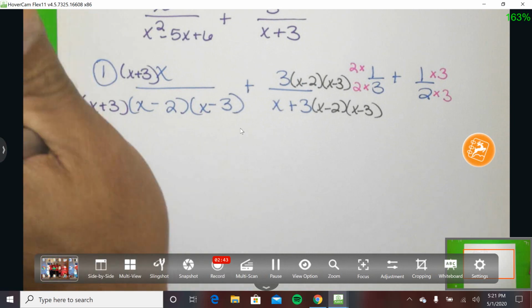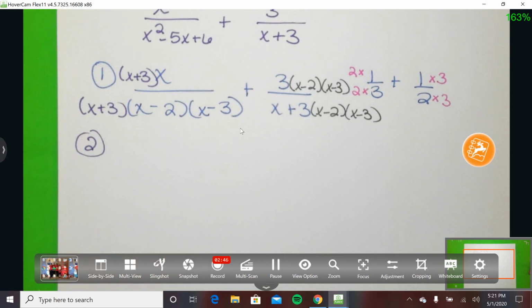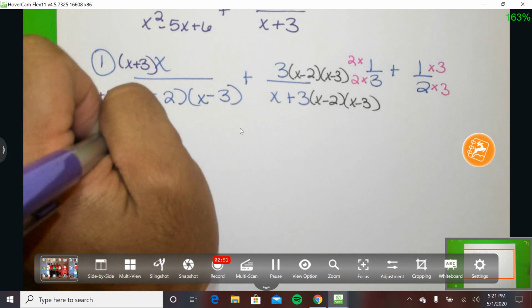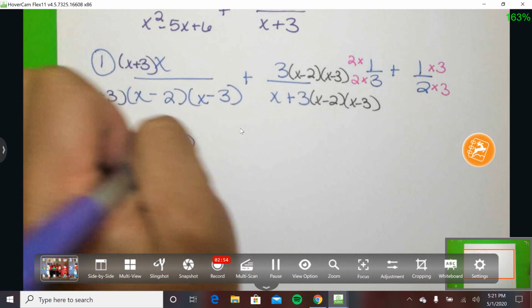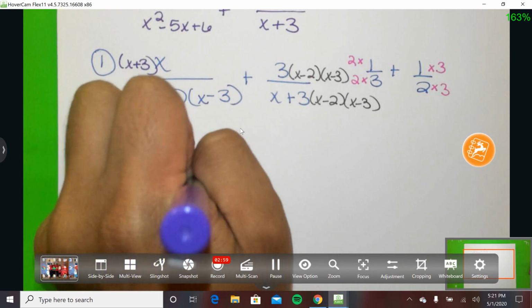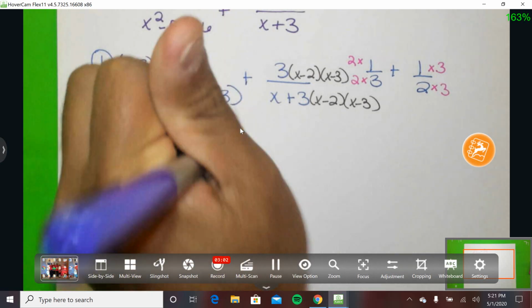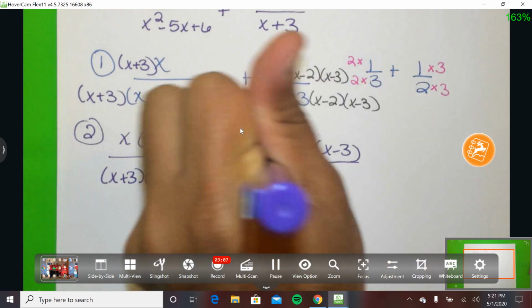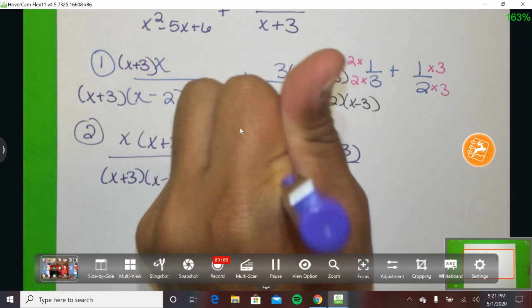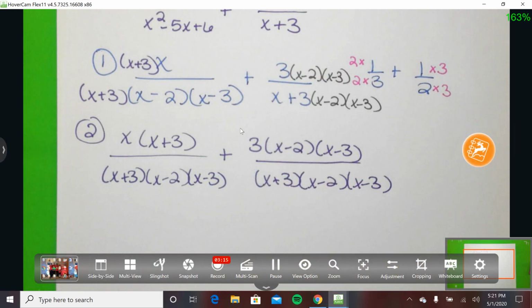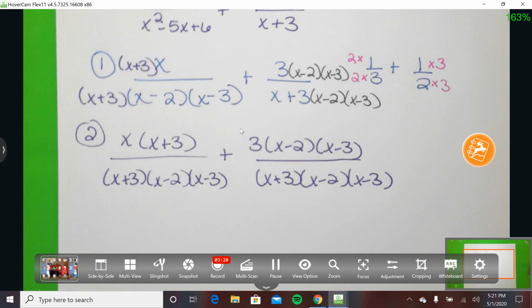So technically, step 2, and I'm not sure because I can't see the answer choices from the picture that your mom sent you, should be x times (x plus 3) over (x plus 3)(x minus 2)(x minus 3), and then plus 3 times (x minus 2)(x minus 3) over the exact same thing, (x plus 3)(x minus 2)(x minus 3). So something along those lines is what your explanation or your answer should be. I hope that one helps you out.